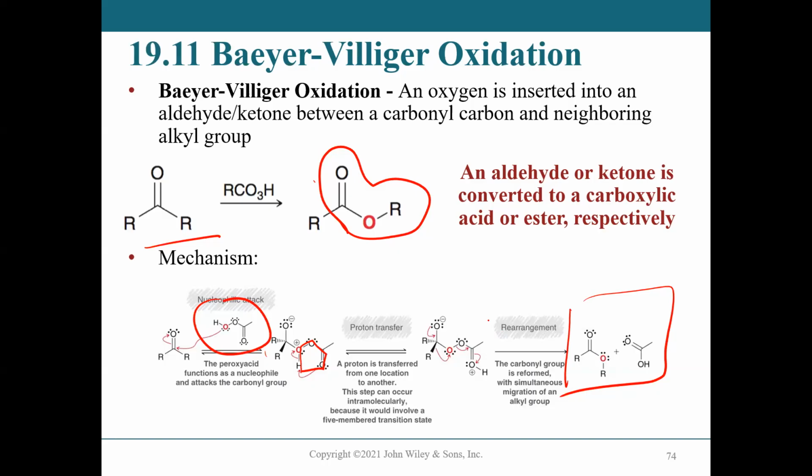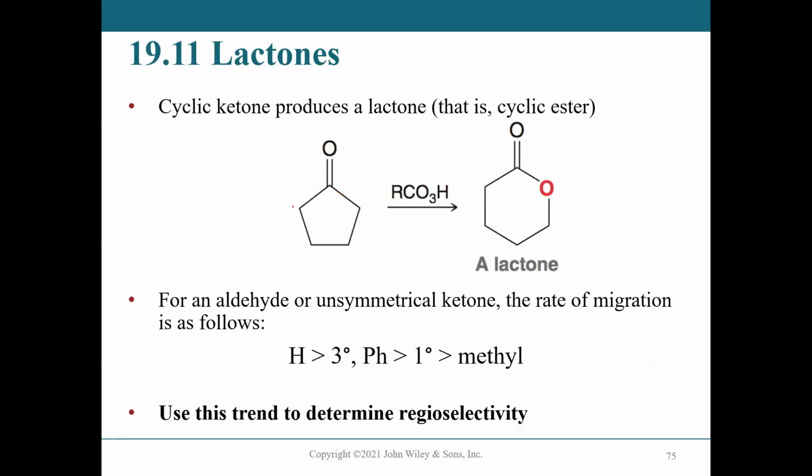So in much the same way, treatment of a cyclic ketone, so now let's go to a cyclic ketone right here, we get this lactone. This is called your lactone group. So for an aldehyde or unsymmetric ketone, the rate of migration is as follows. It says to use this trend to determine regioselectivity.